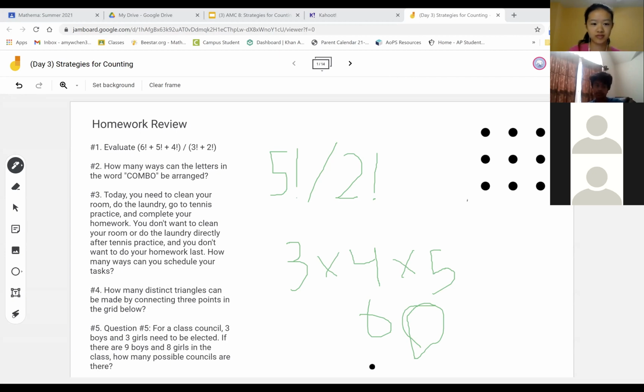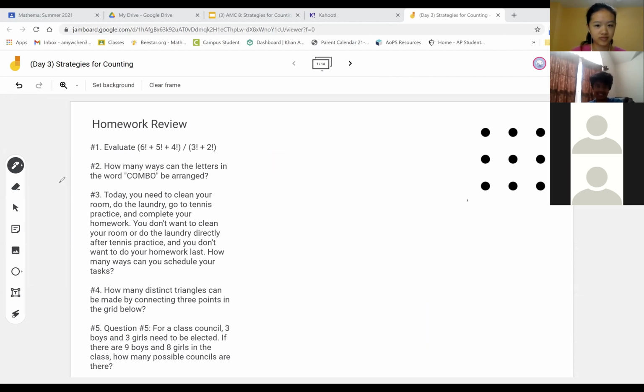So number 3: today you need to clean your room, do the laundry, go to tennis practice, and complete your homework. It actually sounds like a pretty good outline of what you usually do on a day-to-day basis. You don't want to clean your room or do the laundry directly after tennis practice, and you don't want to do your homework last. How many ways can you schedule your tasks?